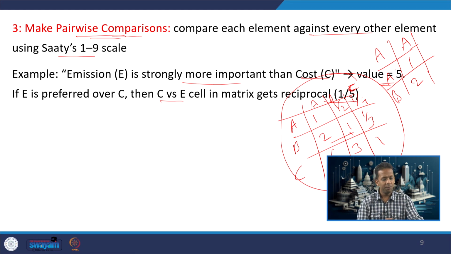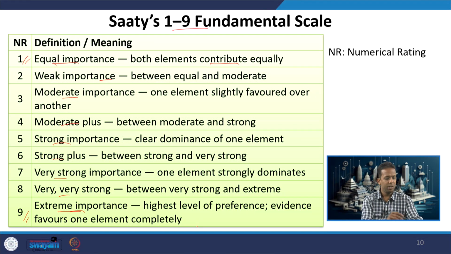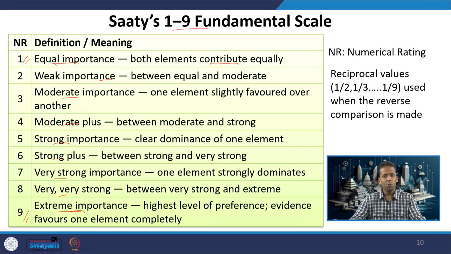The pairwise comparison matrix is typically obtained first for criteria and then for the alternatives. Like I said, the scale of Saaty is 1 to 9. When we say 1, it is equal importance, which says both the elements contribute equally. 2 is weak importance, 3 moderate, moderate plus, then strong importance, very strong, and extreme importance is the number 9. So, 9 means the highest level of importance. NR is the numerical rating, and the reciprocal values would be used when a reverse comparison is made.